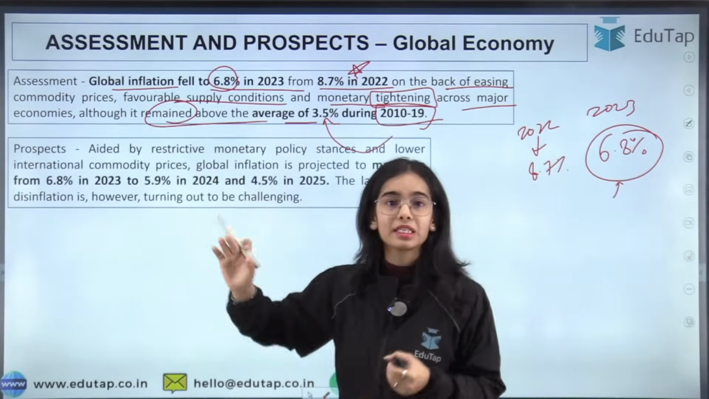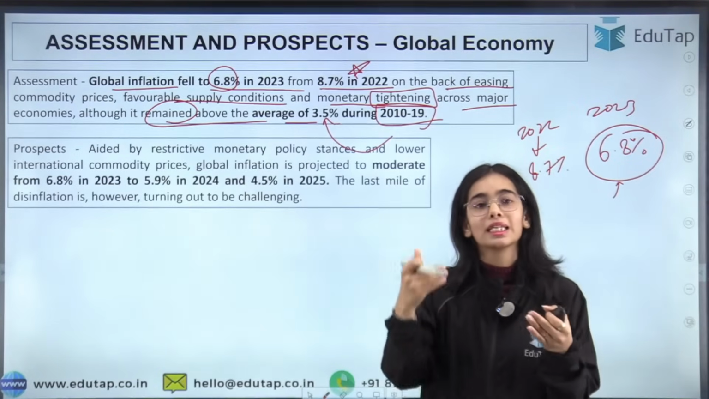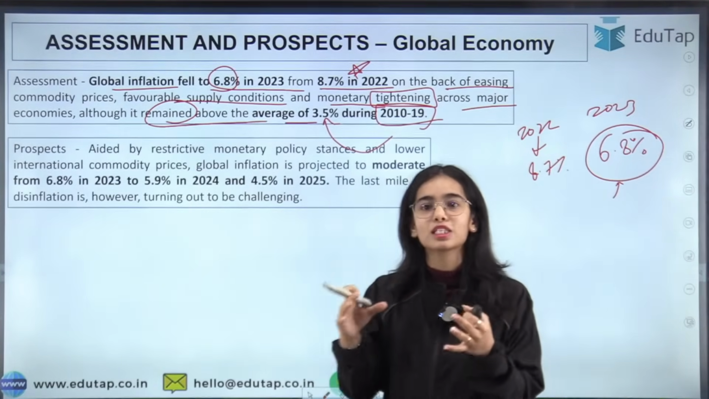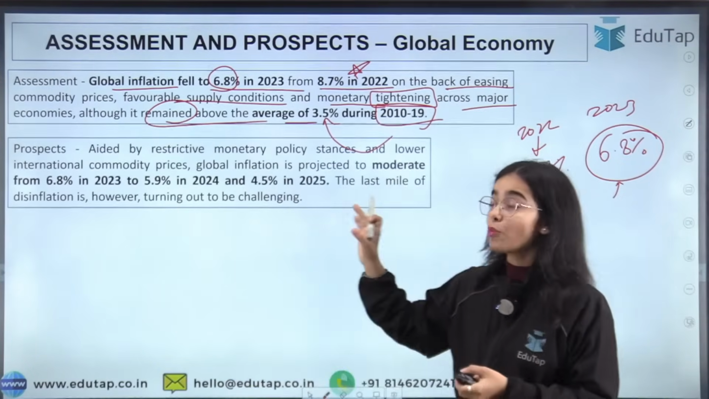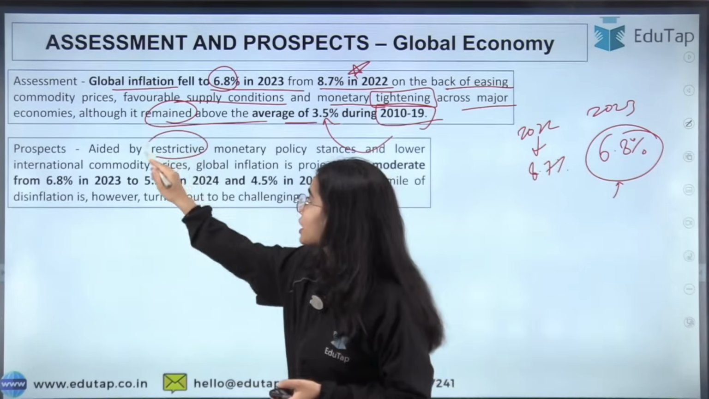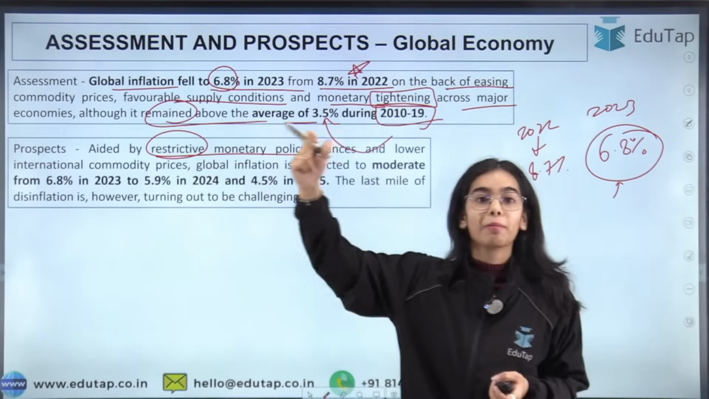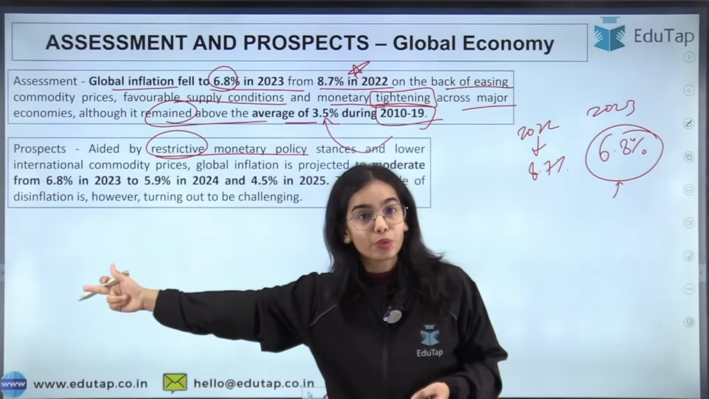This is the assessment of what has happened in 2023: the inflation has fallen down, but the fall is not very much. Now, prospects. Aided by restrictive monetary policy, what is going to happen in 2024? What is going to happen in 2025?